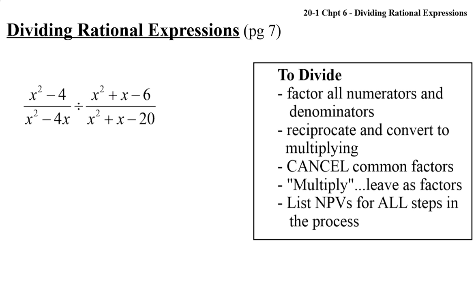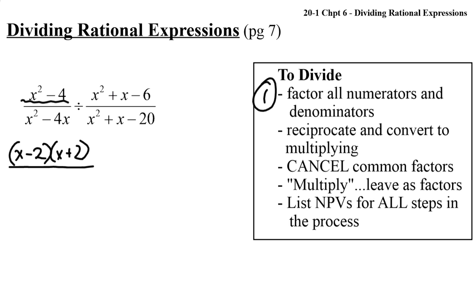So, rational expressions. Looks big and ugly. Lots of little steps, lots of room for errors. But if you've done the precursor work, it shouldn't be too bad. Factor all numerators and denominators. Here we go. x squared minus 4 is a difference of squares: x plus 2, x minus 2.